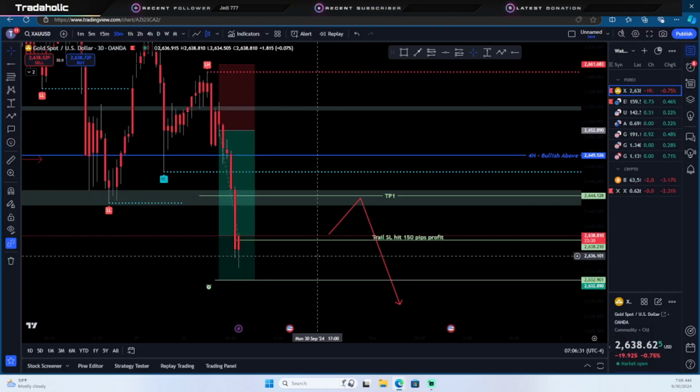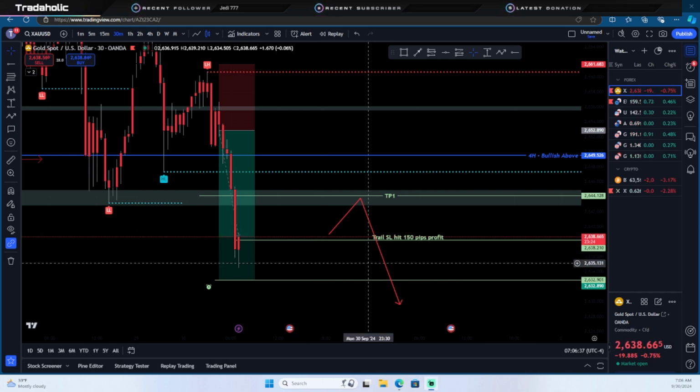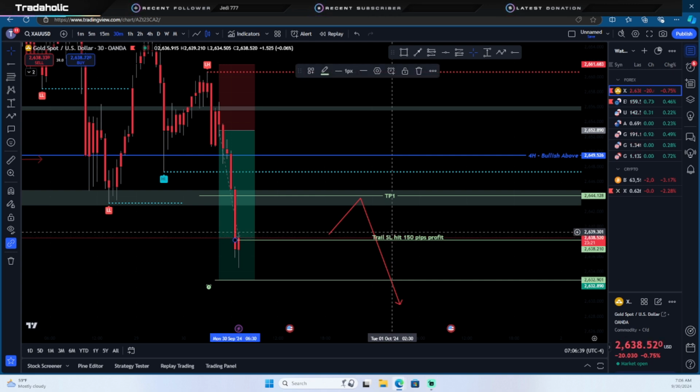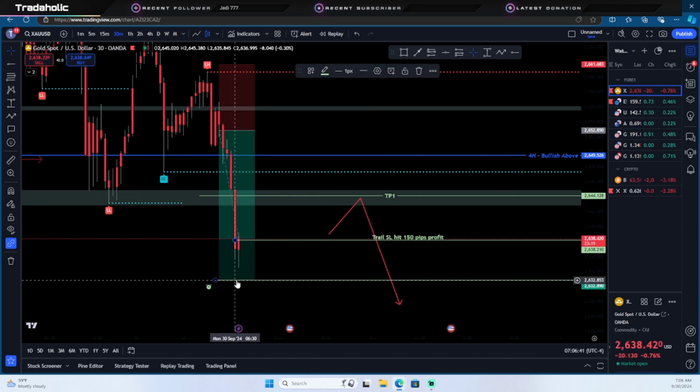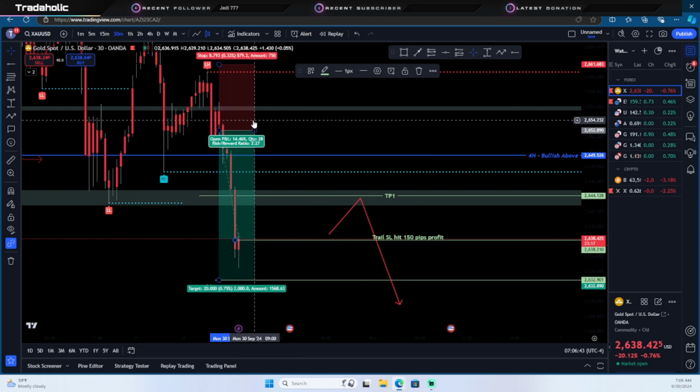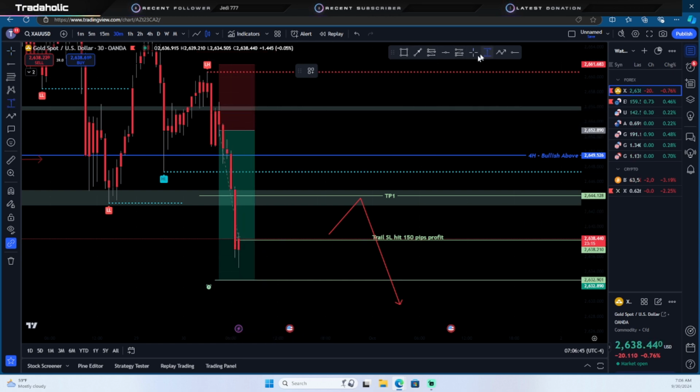150 plus pips. There we go, bro. That's how you do it. Live trading at its finest, man. Maximize the trade to as much as I can get out of it. Didn't come to my TP for the dollar amount that I wanted, but we still closed for 150 plus pips with about an 87 pip stop loss.